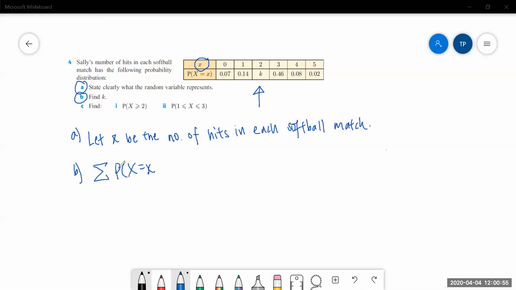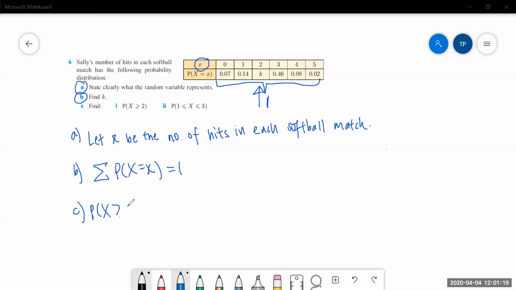The summation of the probability of big X equals small x is equal to 1, which means everything here when you sum up together is equal to 1. All right, because this is exhaustive of every single event in the Venn diagram. Okay, so part C.